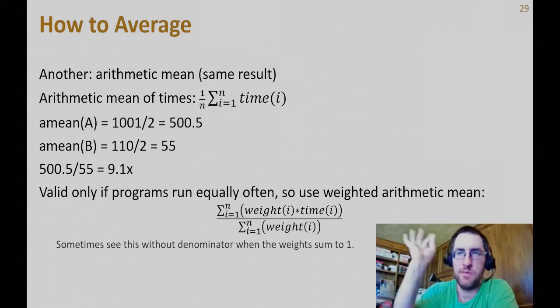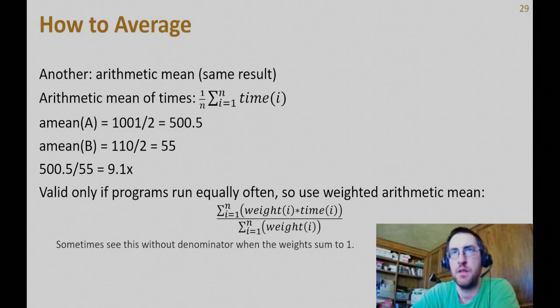We can use the arithmetic mean and we get the same result as that total amount. Remember the arithmetic mean? When you think of average, you usually think arithmetic mean. Sum up all the times and divide by the number of runs. So the arithmetic mean of machine A is 500.5. The arithmetic mean of machine B is 55, and we get the same 9.1x. So the arithmetic mean and using the total runtime are only valid if the programs run for the same number of times. If the programs are used in different proportions, then the weighted arithmetic mean can be used.